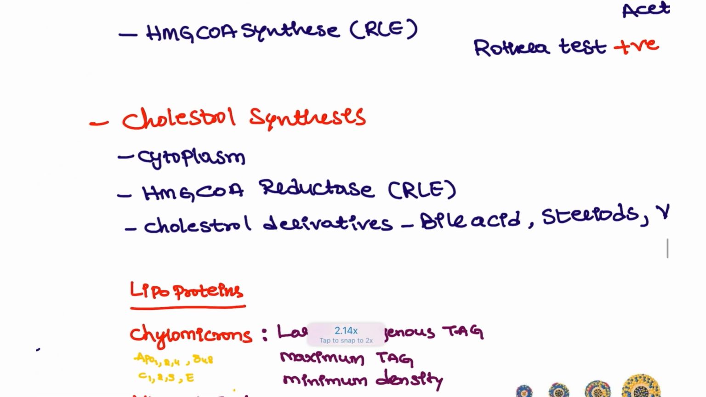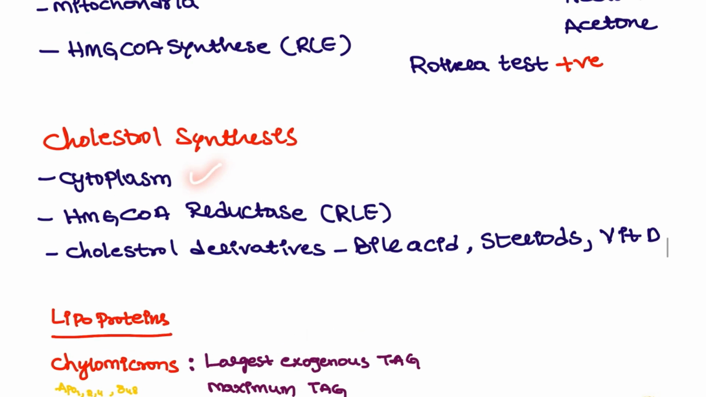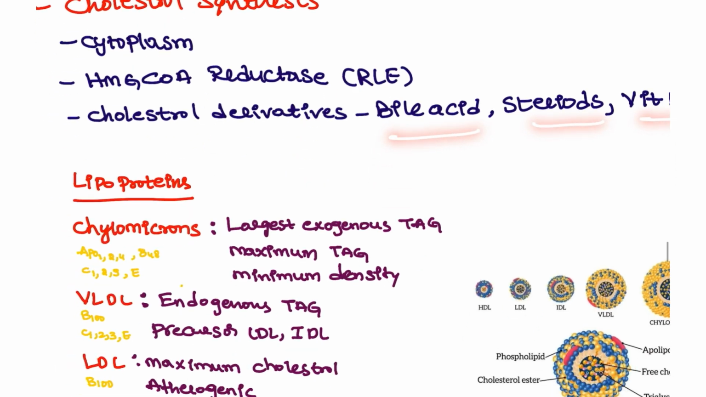Cholesterol synthesis occurs in the cytoplasm. HMG-CoA reductase is the rate limiting enzyme, and the same enzyme is targeted by statins, right? In the statins, if you block this HMG-CoA reductase, obviously cholesterol synthesis will be stopped. And what are the derivatives that we are going to get from cholesterol? Bile acids, steroids and vitamin D.